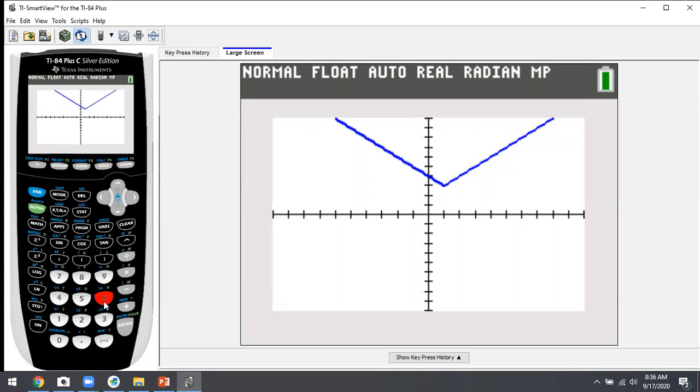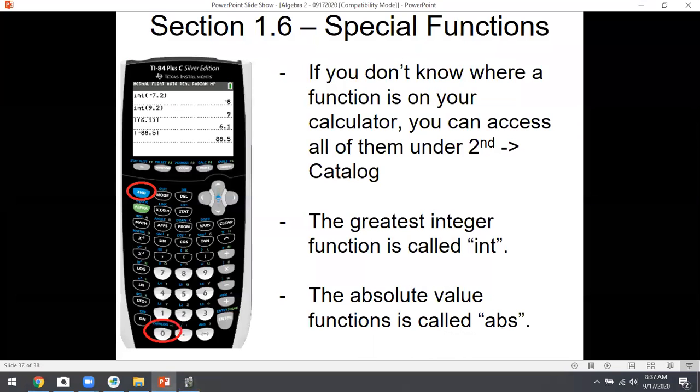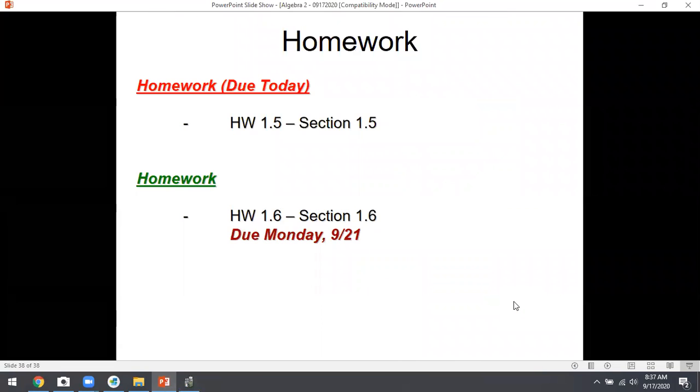So we covered 3 today, and it was kind of cumbersome. Again, in your calculator, here's just your notes about where to find them. Second catalog, right? And the greatest integer function, the floor one, the one that rounds down, that's called int. And the one for absolute value is called ABS. I strongly encourage you for once to use your calculators very heavily on this section.